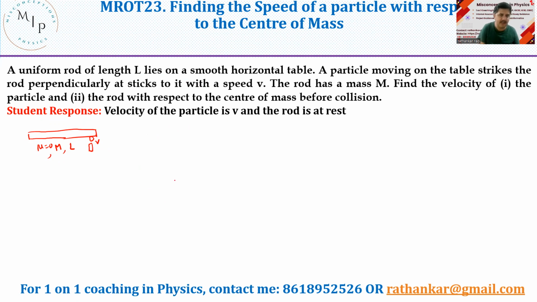Now, what the student has considered is, when the particle goes and hits over here, what is the velocity of the rod before collision? Remember, before collision. What is the velocity of the particle? The particle's velocity was v. What is the rod's velocity? The rod's velocity is 0, right? So the velocity of the particle is v and the rod is at rest, so velocity is 0. And as a result, he just gave the answer in a very easy way.